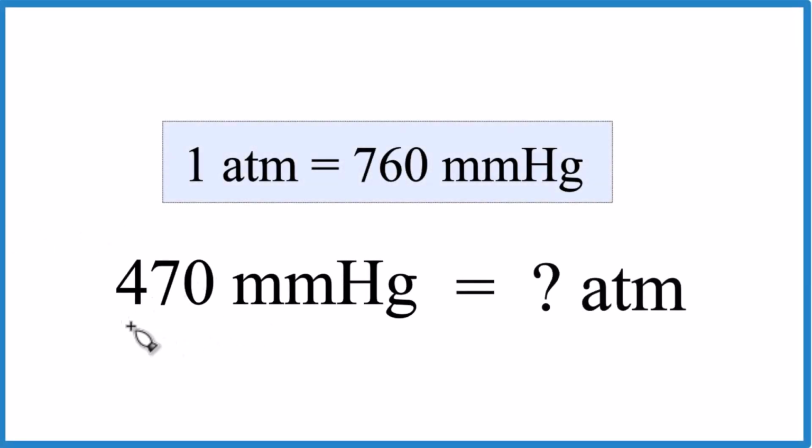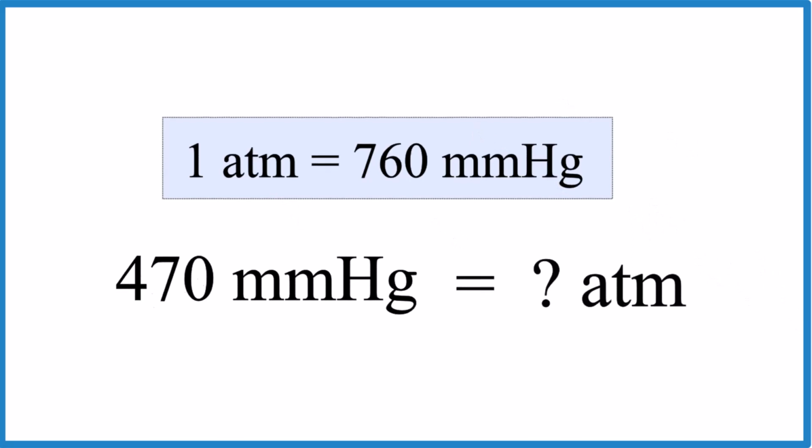Let's convert 470 millimeters of mercury to ATM, atmospheres. So to do that, we need to have a conversion factor. This is our conversion factor up here: 1 atmosphere equals 760 millimeters of mercury. So if we multiply our 470 millimeters of mercury times our conversion factor, we can get ATM.